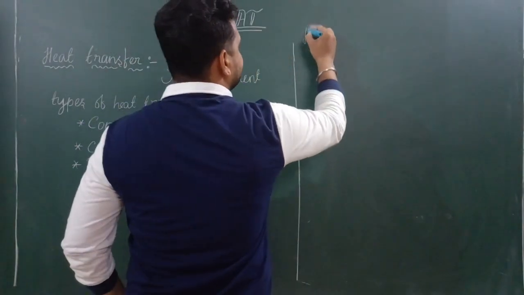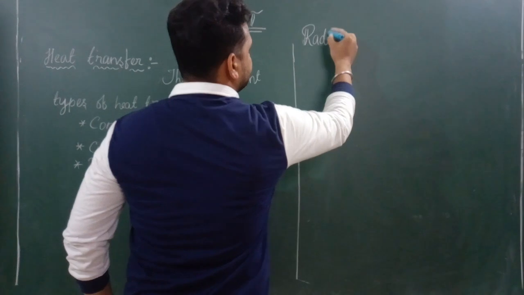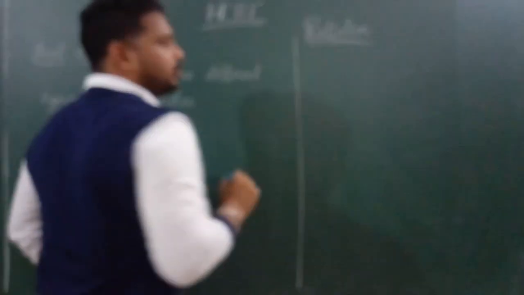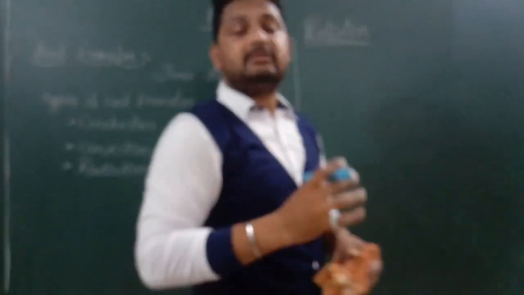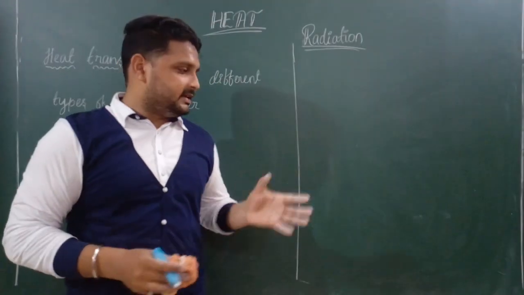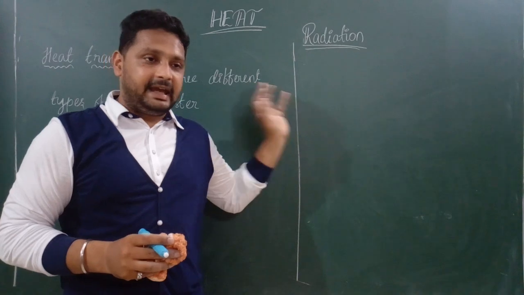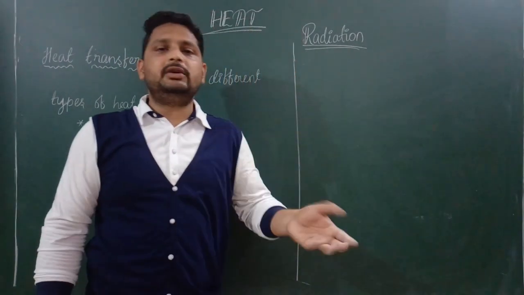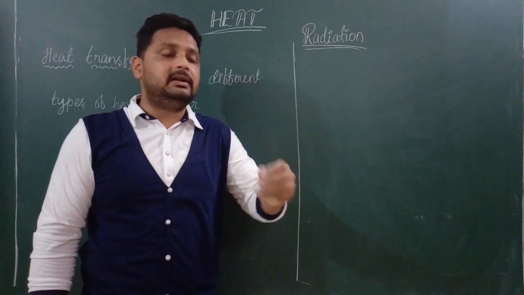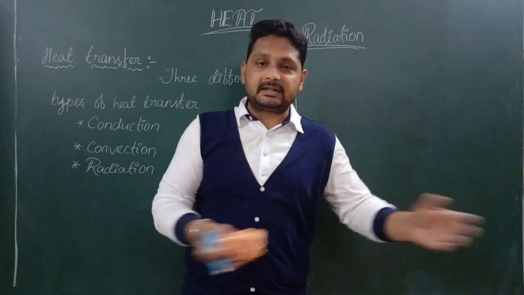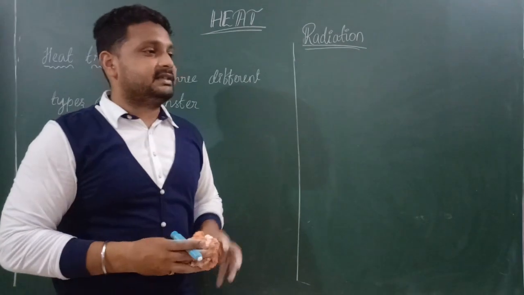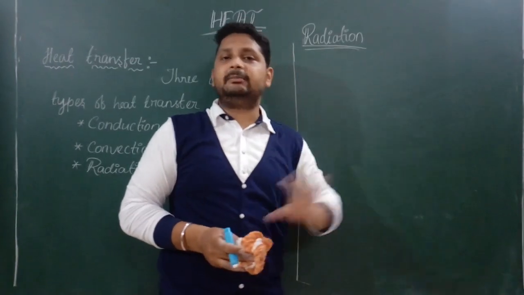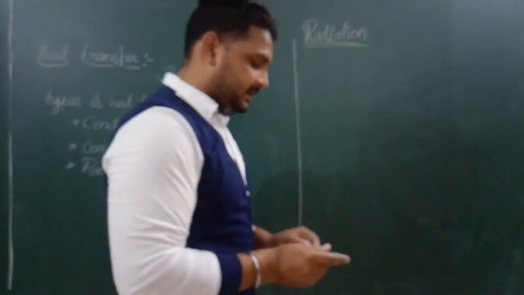Radiation. How was radiation explained at first? Person A, the boy A, directly kicks the ball to B. In this case, there is no need of any middleman to pass the ball. So what happens? Heat is directly transferred from one place to another without the help of any medium. So we can say radiation.